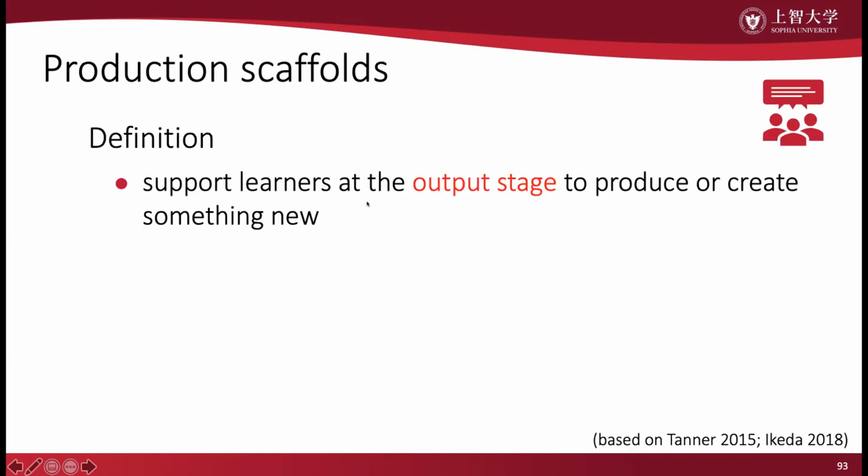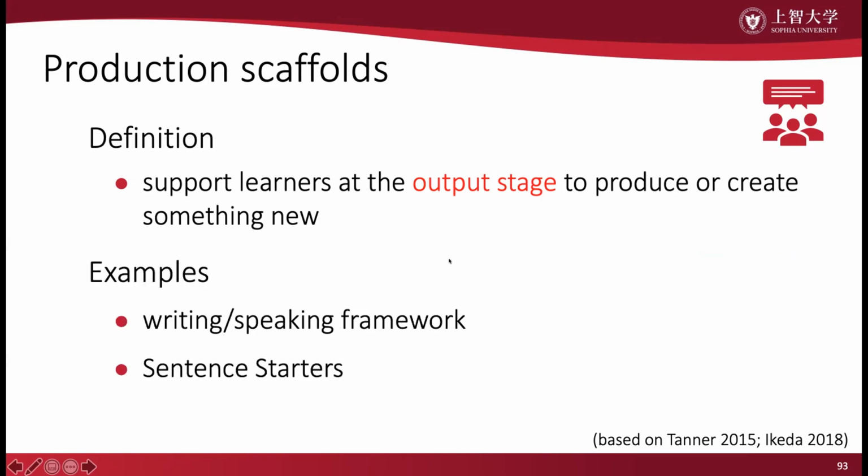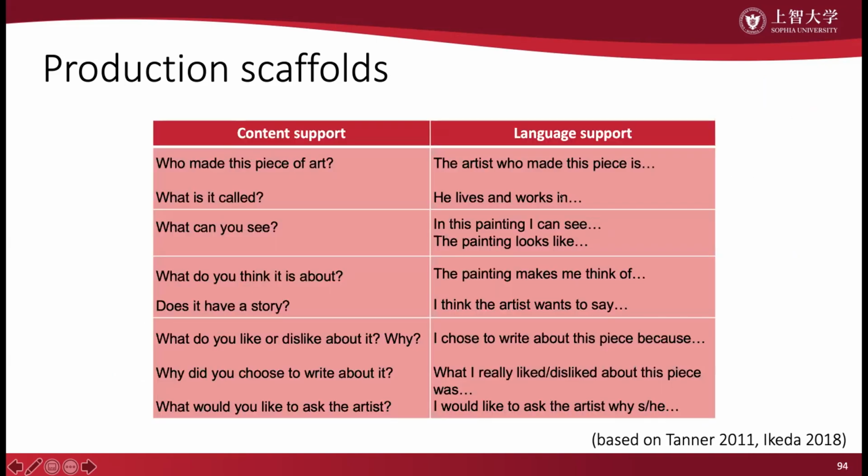And the third and final type of scaffolding is called production scaffolds. And production scaffolds offer support at the output stage, right? So in tasks where learners produce or create something new, for instance, an essay or a debate. And this type of scaffolding is geared towards helping students with expression. And some common examples are writing or speaking frameworks and sentence starters. Here's an example of a writing or speaking framework for an art lesson.